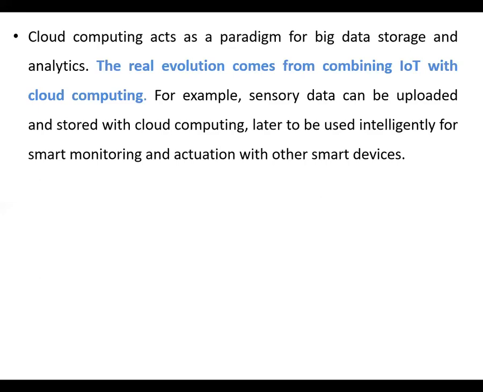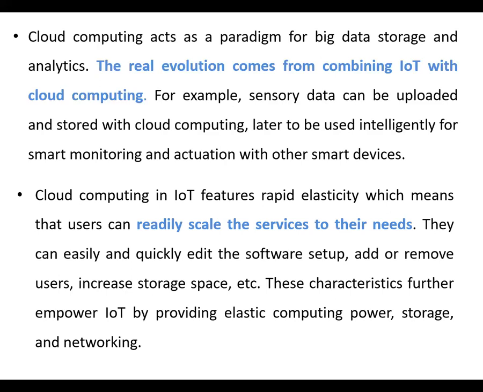So, for example, sensory data can be uploaded and stored with cloud computing, later to be used intelligently for smart monitoring and activation with other smart devices. Cloud computing in IoT features rapid elasticity, which means that users can readily scale the services to their needs. So there is adaptive nature. You can change it according to your needs. If you need more storage, the cloud will provide more storage, and you can easily and quickly edit the software setup, add or remove users, increase storage spaces, etc. These characteristics further empower IoT by providing elastic computing power, storage, and networking.